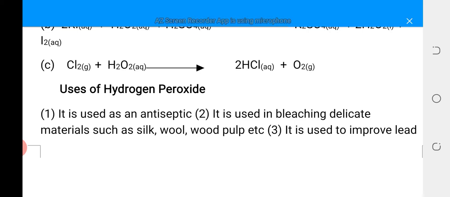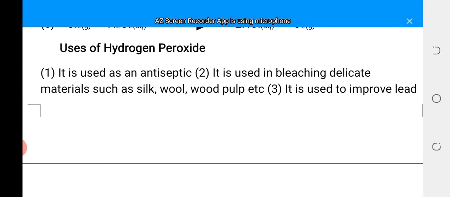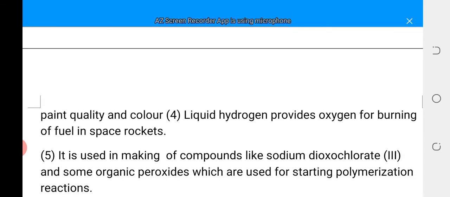So you can use hydrogen peroxide to bleach them and they will still retain their good quality and properties. Third, it can be used to improve lead paint quality and color. The white color that we have in the lead paint can be easily tarnished if we expose it to light, or to atmospheric hydrogen sulfide, which can change such paint to a black substance.